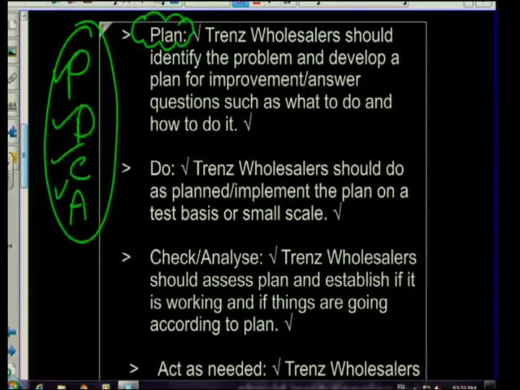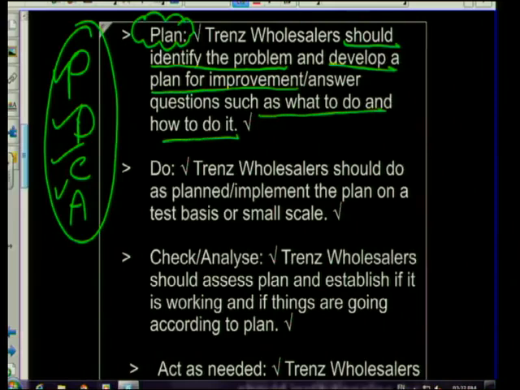So first off, plan. So Trains Wholesalers should identify the problem and develop a plan for improvement, or answer the question as to what to do and how to do it. So Trains Wholesalers need to plan what should they do if they receive milk that is sour on delivery. And then let's go one further. They need to plan how are they going to get those customers back that they've lost because of the problem with the sour milk. So planning, very important.